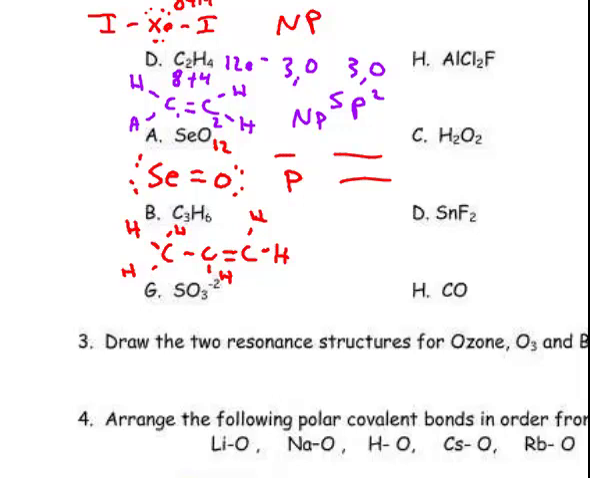Oops. The number of bonding and non-bonding pairs. So carbon 1, carbon 2, and carbon 3. The first carbon has 4 and 0. The next carbon has 3 and 0. And the last carbon has 3 and 0. So we're going to have an sp3 hybridization around that and an sp2 hybridization around those two. But the whole thing, again, would be nonpolar.